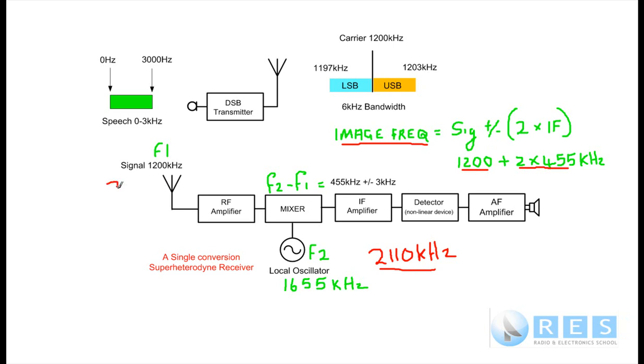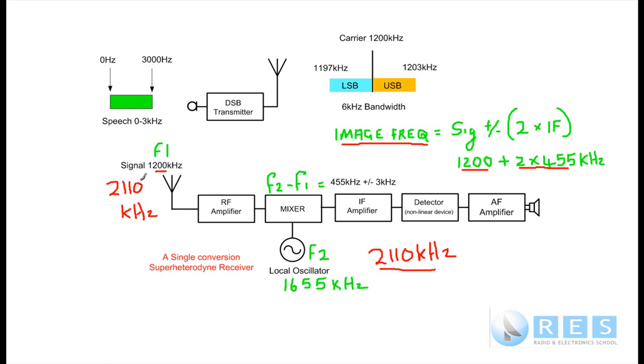But what happens if it does arrive here? What if there is someone transmitting in the area on 2110 kilohertz? And we're listening to 1200 kilohertz. Well, if a strong signal arrives on 2110 kilohertz, it will of course go through the RF amplifier because it's in the band. It's close enough to this band. This is a broadband amplifier, so it'll probably get through the amplifier. If it was further away, if it was megahertz away, then it wouldn't get through the amplifier and it wouldn't be a problem. But in this case, this unwanted signal is not too far away from our wanted signal.